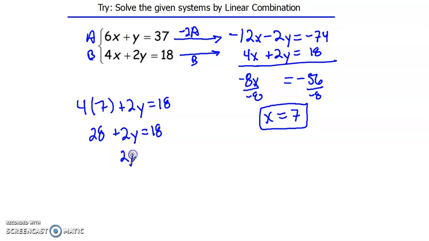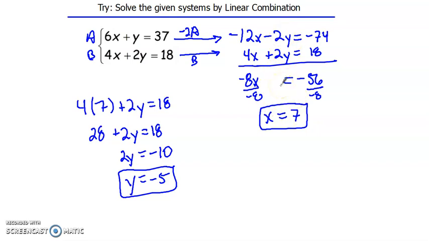Subtract that 28. Divide by 2 on both sides, and y equals negative 5. Again, that's a great way to solve a system. Fairly quick and simple. The key is, again, lining up those variables, making sure that our negative 2y and our positive 2y up here disappear or eliminate in order to solve for that first variable.